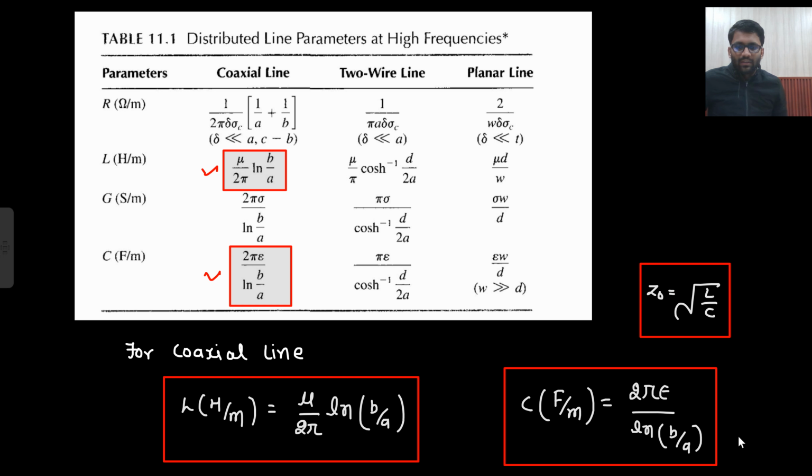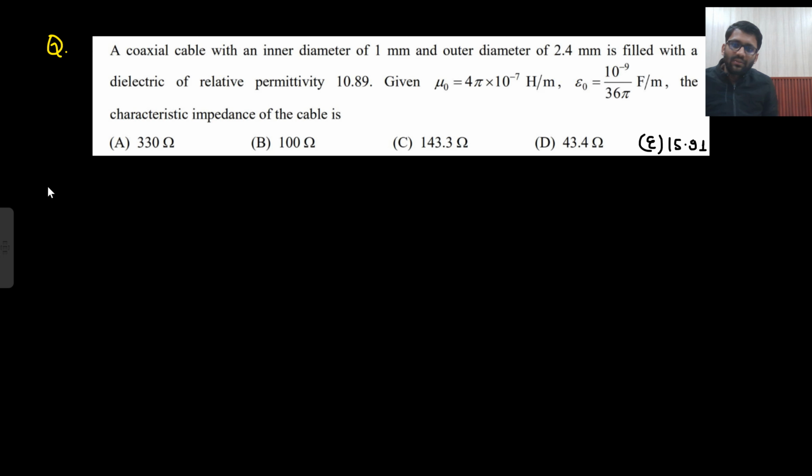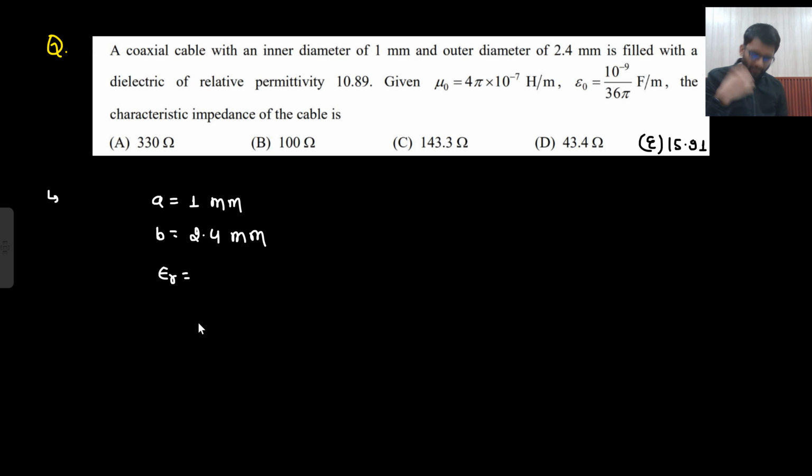Okay, so let's see what kind of questions have been asked. This kind of question has been asked. A coaxial cable with inner diameter of 1 mm and outer diameter of 2.4 mm. So what do you think, what is the value of a here? 1 mm, the smaller diameter, and outer diameter 2.4 mm, is filled with a dielectric of relative permittivity 10.89.